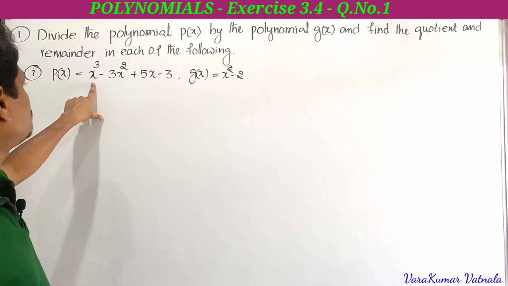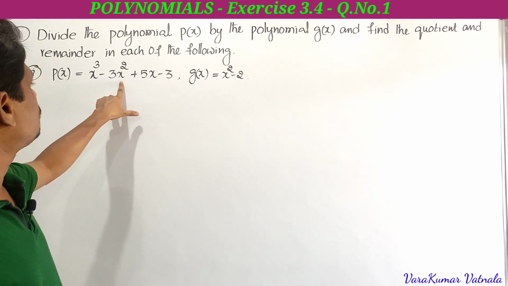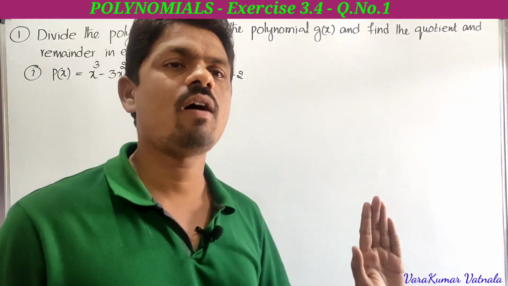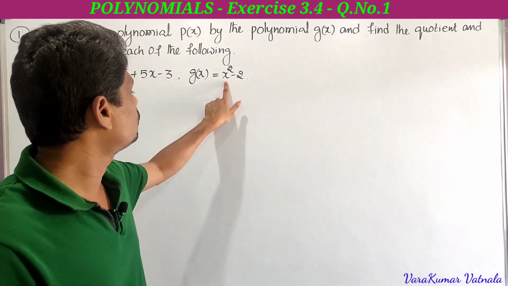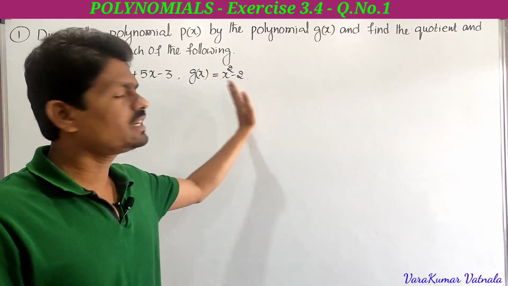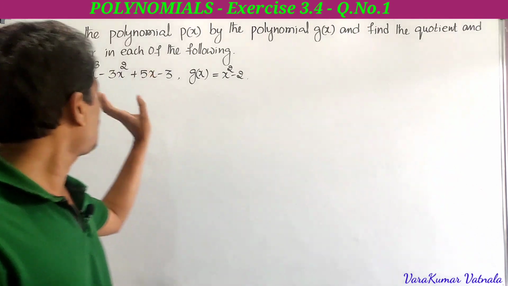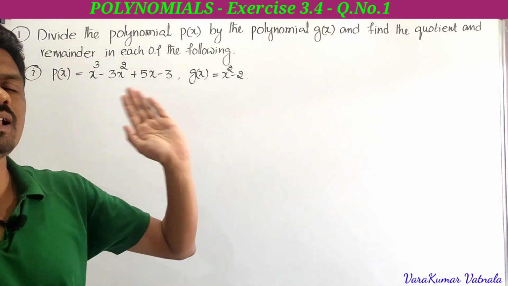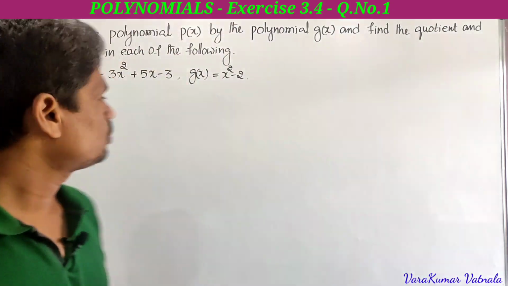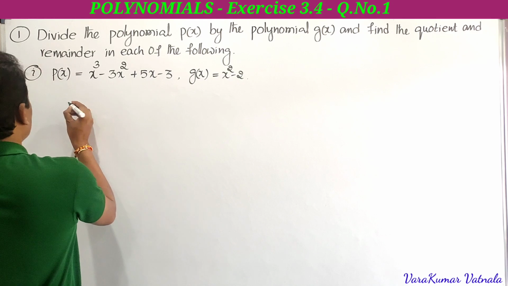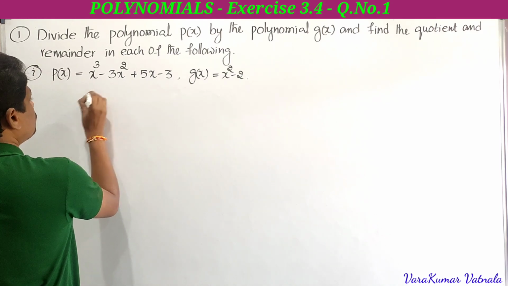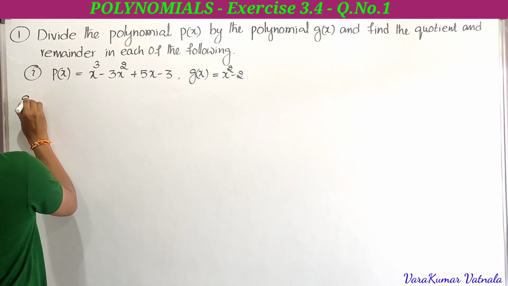So here the power of the variable is 3, 2, 1, 0. Yes, p of x is in its standard form. Next, g of x is equal to x square minus 2, powers 2, 0. There is no x term, but it is in decreasing order, 2, 0. So the polynomials p of x and g of x are in standard form. So now we have to divide p of x by g of x.